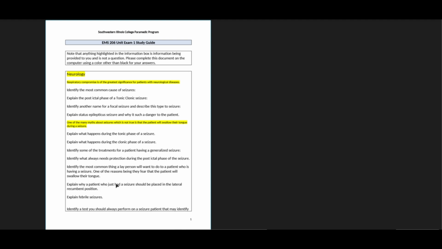Explain why a patient who just had a seizure should be placed in a lateral recumbent position. So, this is to help maintain their airway and prevent aspiration if they vomit.